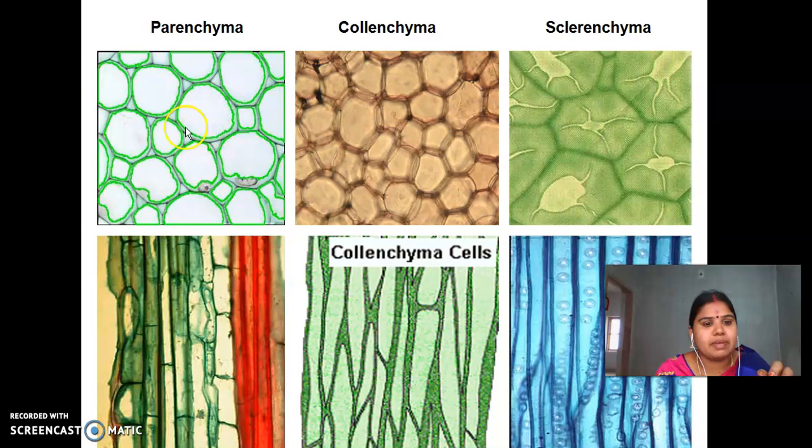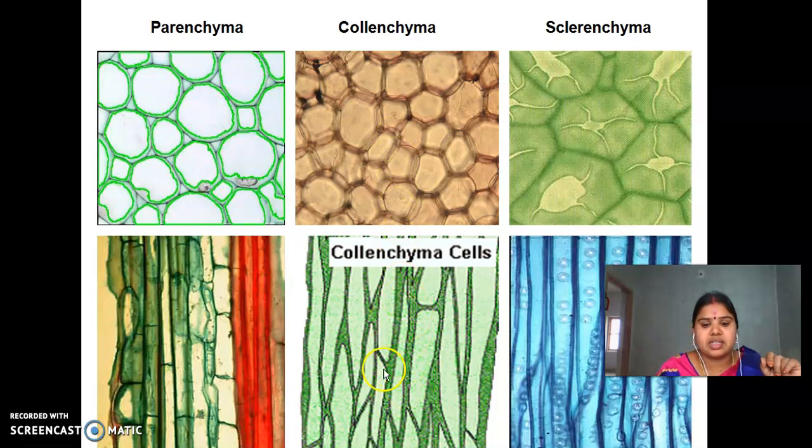See here, parenchyma. What shape is it? It's a round shape as well as oval shape, and there are many intercellular spaces. These are the spaces which enable some plants to float on the surface of the water. See here, this is the plant part, and we can see the tissues. Next is the collenchyma.